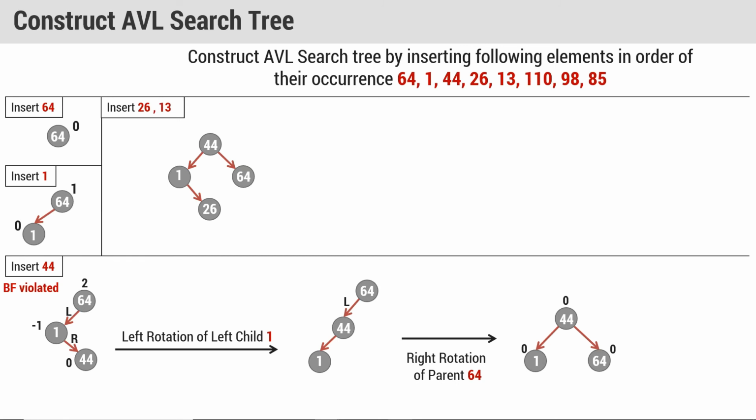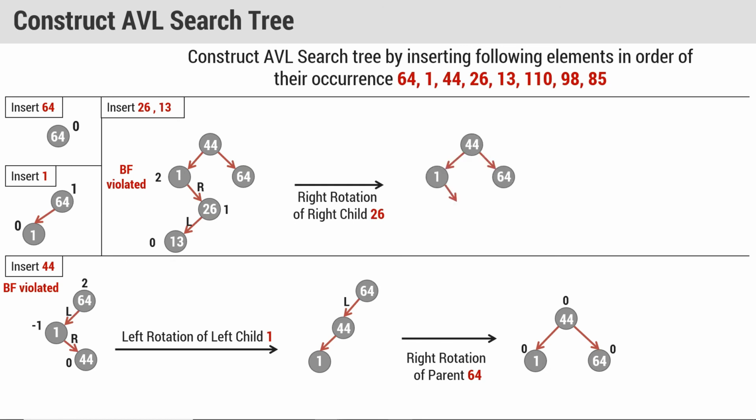So 13 is inserted on the left side of 26. So now again we have to check the balance factor: at 13 it is 0, at 26 it is 1, at 1 it is 2. So again the balance factor is violated, so we have to check in which direction the newly inserted node is: right side of 1 and left side of 26. So now this is the RL problem, and the solution of the RL problem is, first of all, we have to solve this left problem with one right rotation at node 26.